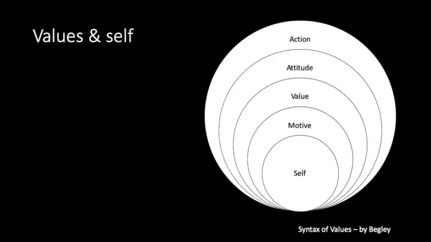So in the scheme of things, of who you are, values are in between the motives that you have and the attitude that you portray. So you start with yourself, that's you, that's your core, then you have your motivations and values are derived from that. The attitude is then resulting from your values, and actions are the results of your attitude. So these are the interrelations between the values that you have and yourself and your actions.